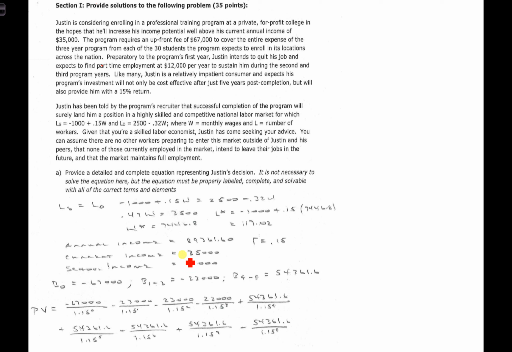Well, his current income is 35. His school income is 12,000. His R is 15, and we're going to set this up in a classic present value equation. And you've seen this equation many times. The generalized form is present value is equal to some sum of B_t divided by 1 plus R to the t. So we have a different term that we're going to sum a number of terms over a period of time to get the ultimate present value of this.